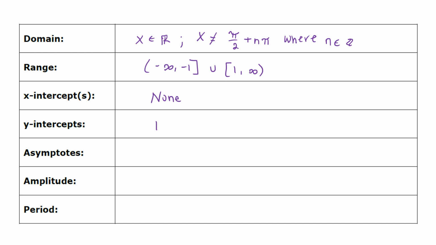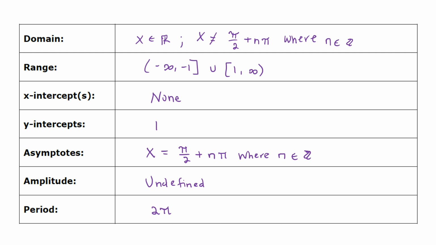The asymptotes are going to be x equals pi over 2 plus n times pi, where n is an element of the integers. Sorry, the amplitude. The period is 2 pi. Read too quickly there. The amplitude is undefined because there's no maximum, and our period is 2 pi.